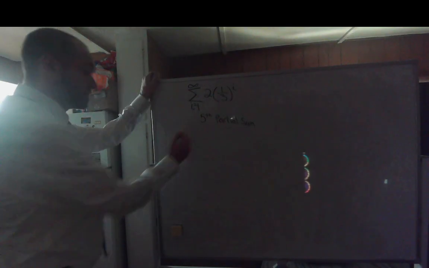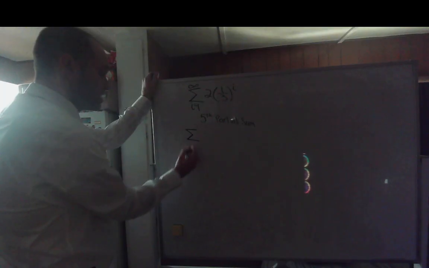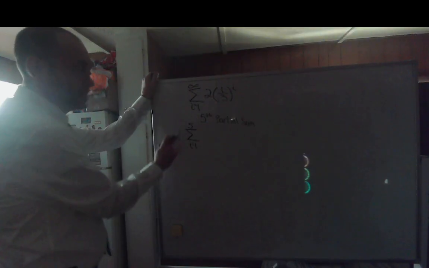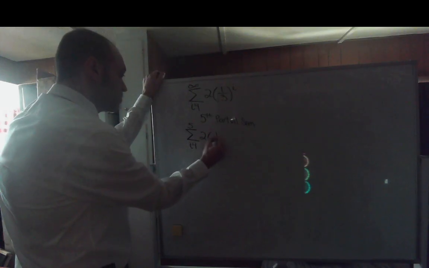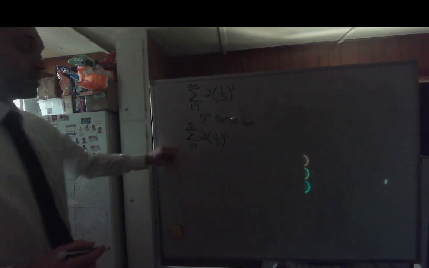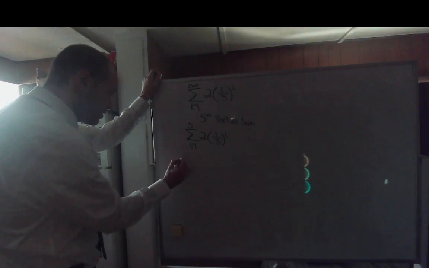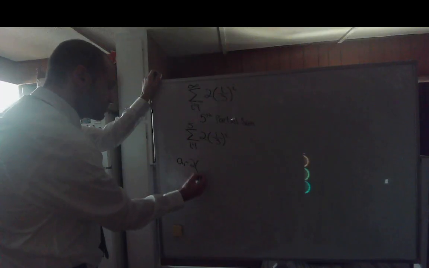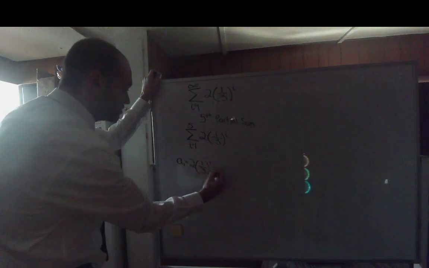So let's rewrite this sigma then, since we're only taking the fifth partial sum from i equals 1. We're going to make our upper limit of summation 5, of this 2 times 1/3 to the i power. So that means we need to find the first 5 terms of a sequence, then add them together. So a sub 1 equals 2 times 1/3 to the first power. Well, that's just 2/3, right?